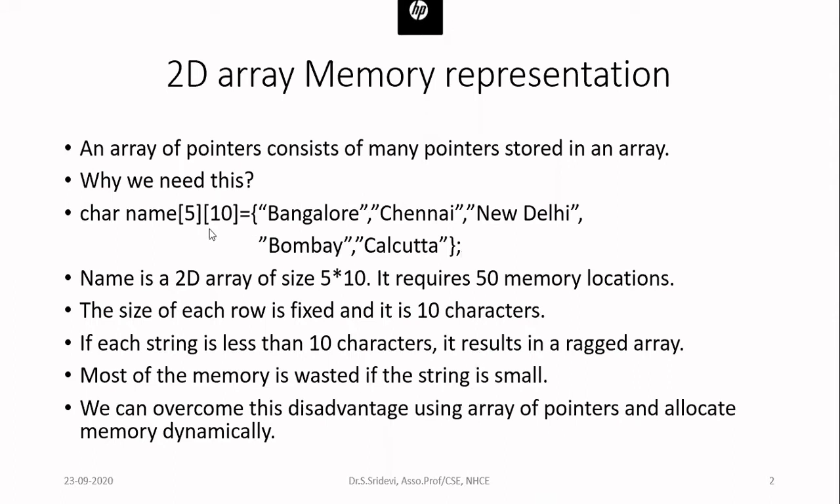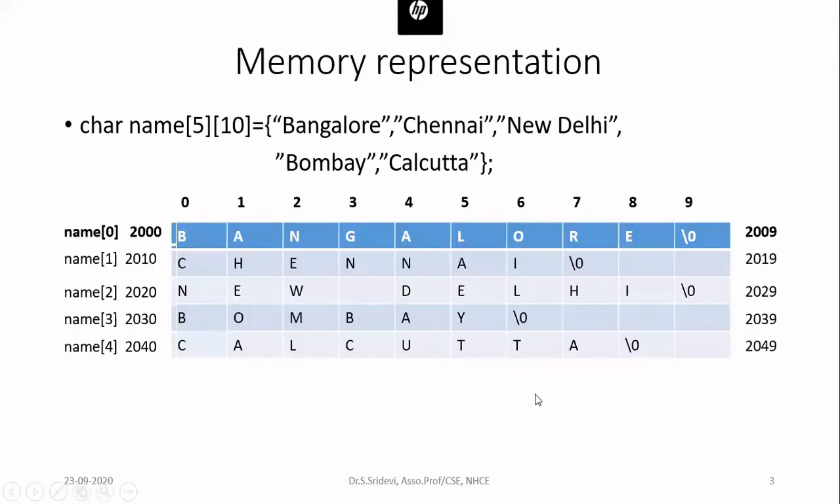If you go for a 2D array of characters to represent the names of either people or cities, every row is going to contain a fixed number of columns. We can't change it. Because of that, if you store a small number of characters in a particular row, it is going to waste the remaining space. Because of this, we are wasting a lot of memory, which is a precious one. So we want to save it. For that only we go for the array of pointers. Now let us see the memory representation of this particular array.